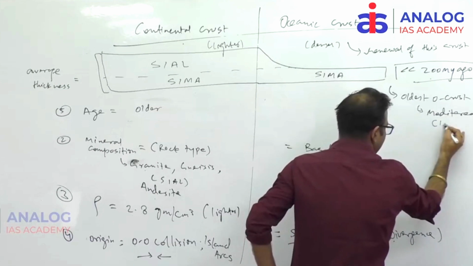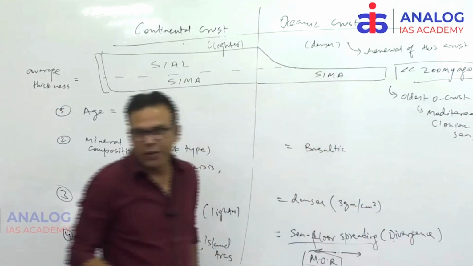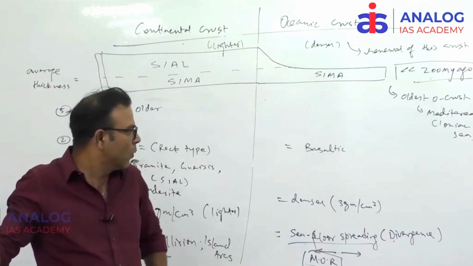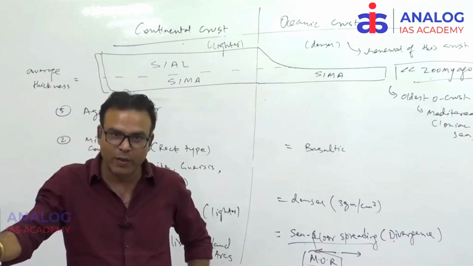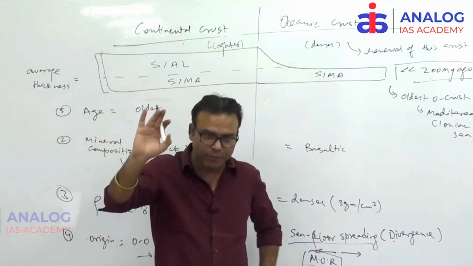Mediterranean का एक part है Ionian Sea. Which sea? In the east of the Mediterranean there is one sea called Ionian, I-O-N-I-A-N. That is the oldest, 270 million. बाकी सब less than 200 millions.